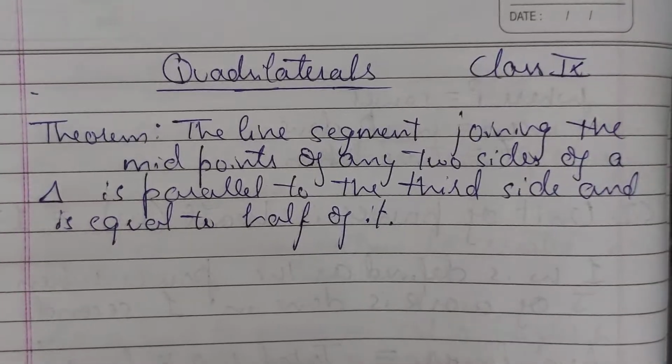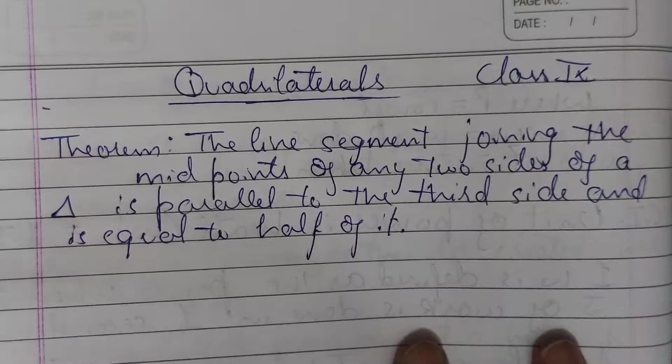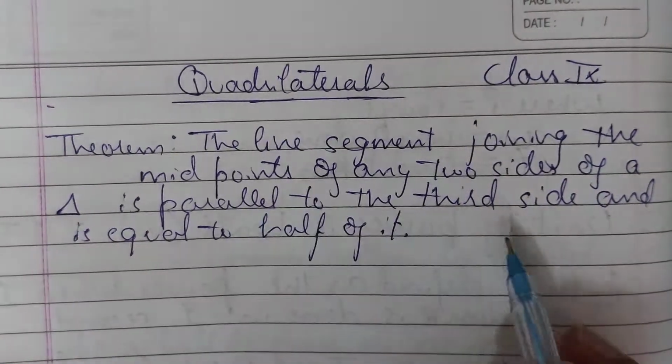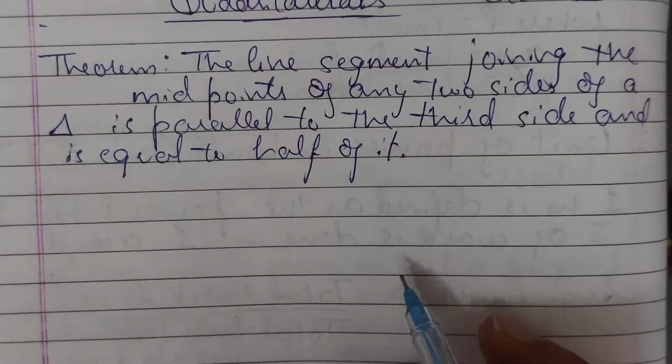So hello all, in this video we will talk about theorems. The next theorem in this chapter, quadrilateral, is: the line segment joining the midpoints of any two sides of a triangle is parallel to the third side and is equal to half of it.